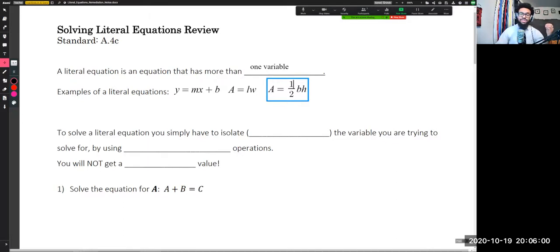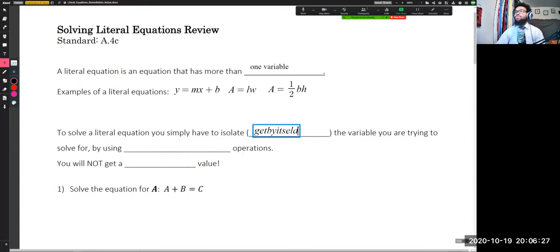All these different formulas are literal equations. All right. So it's not something that's completely brand new. We're just manipulating them now, and that's the part that may be a little confusing. So to solve literal equations, our step number one is our goal is going to be to isolate, which means to get by itself.